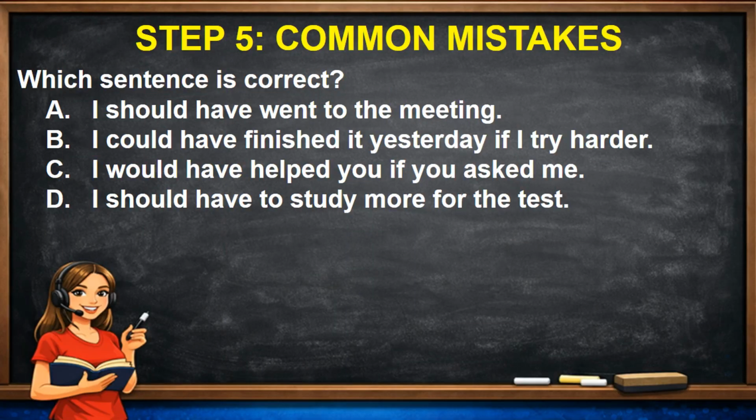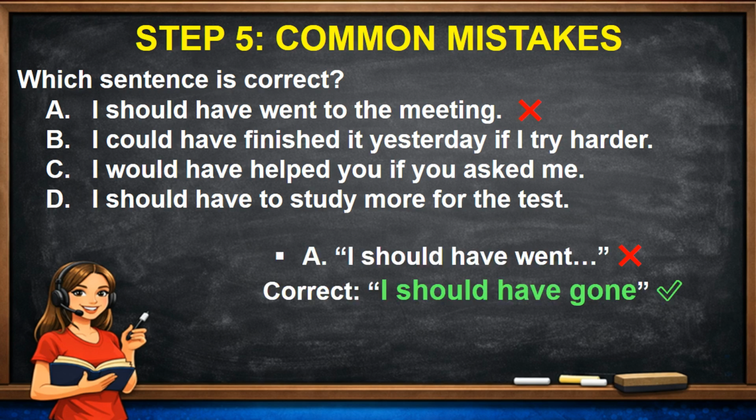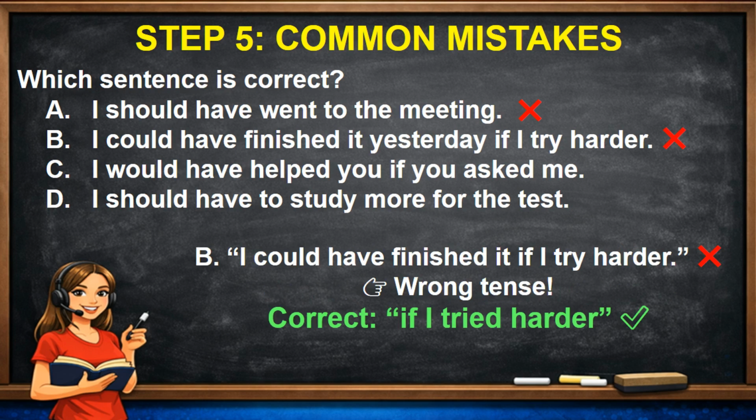And here it is, step 5. Common mistakes. Very important. Let's fix the mistakes from the hook. Option A. I should have went. This is wrong. It should be, I should have gone. What about option B? I could have finished it if I try harder. This is also wrong. Wrong tense. It should be, if I tried harder.